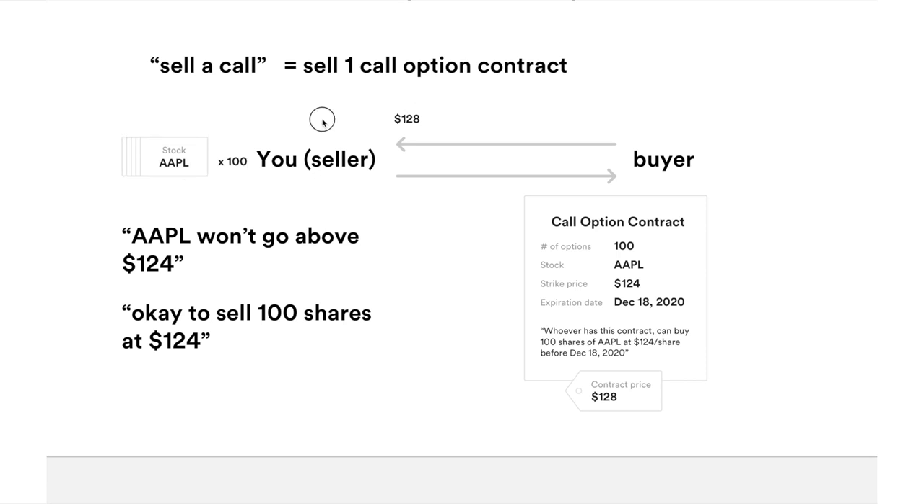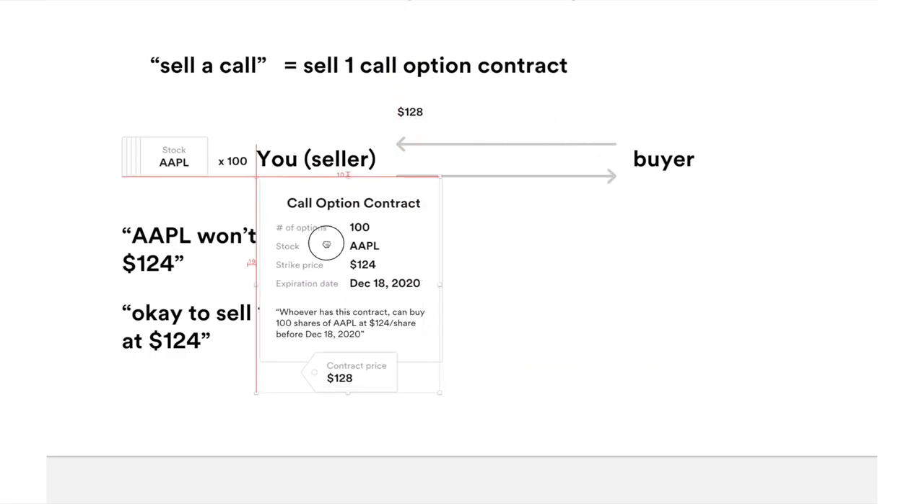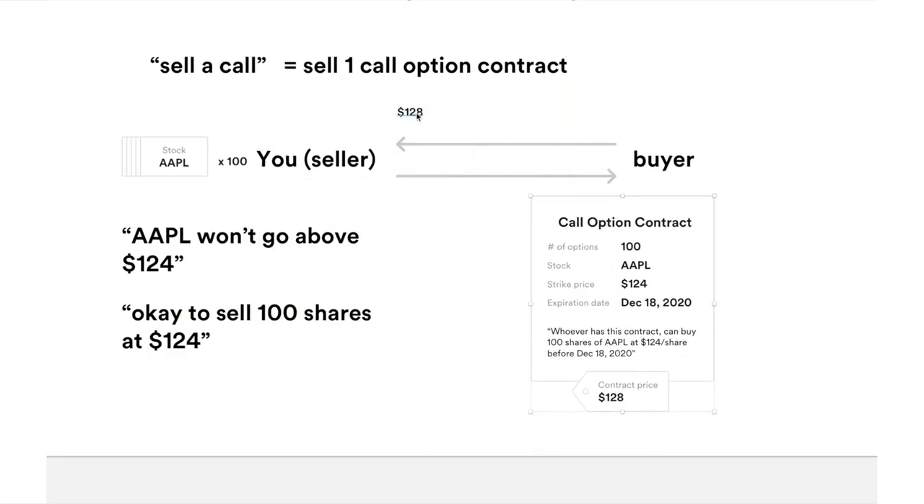So what would you get in this case? In this exchange, you will get the option price, the 128, right? So you give the buyer this contract, the buyer will give you $128. By selling this call option contract, you are basically thinking the Apple stock is not going to go above 124. Because if Apple doesn't go above 124, which is the strike price, you're going to keep all of the 128 premium. All right, you don't have to spend another dollar to buy it back or something like that.